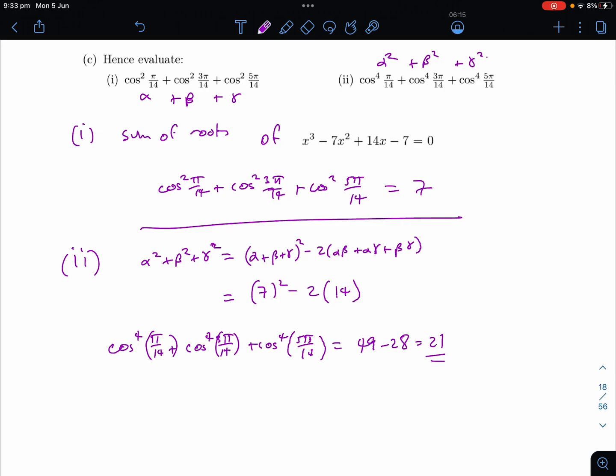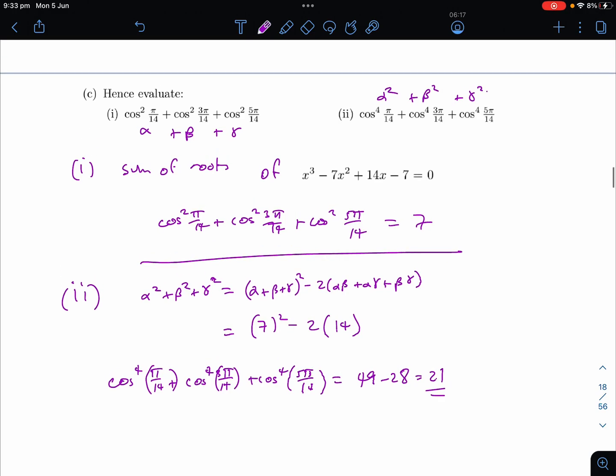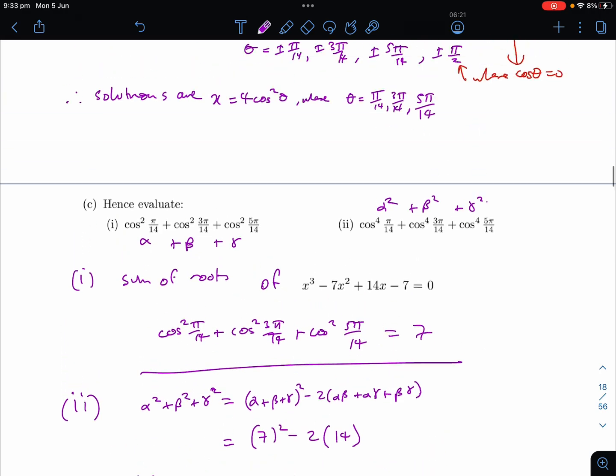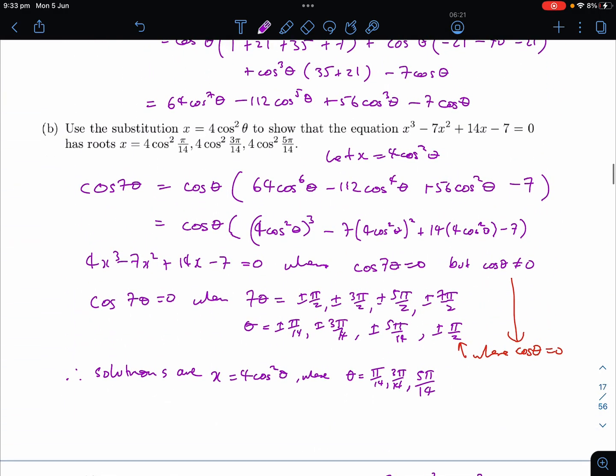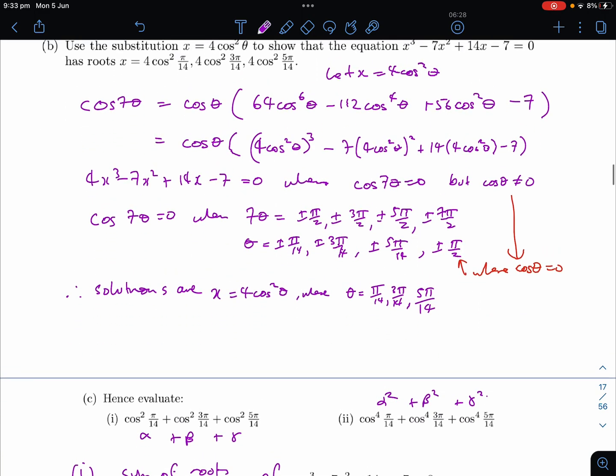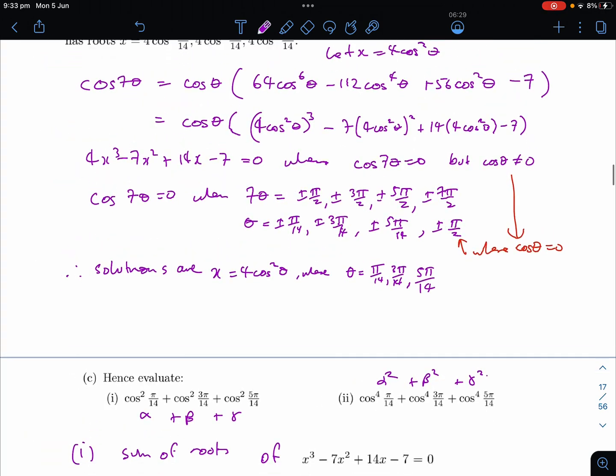Let me check those answers. Damn it! Oh, really? So on 4, where's the 4? x equals 4 cos squared. Ah, haha. Yes, okay, well, I've been very silly, haven't I?